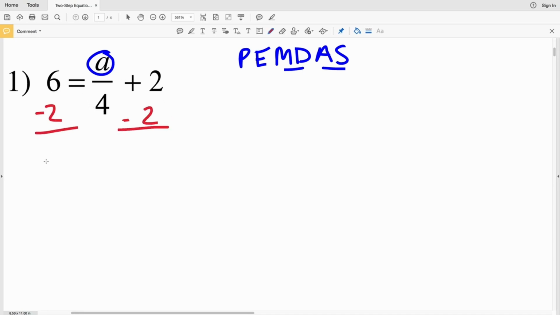So 6 minus 2 is 4, and that's equal to a over 4. 2 minus 2 is 0. So a divided by 4 plus 0. A divided by 4 plus 0 is just a divided by 4. So this is 4 equals a divided by 4.